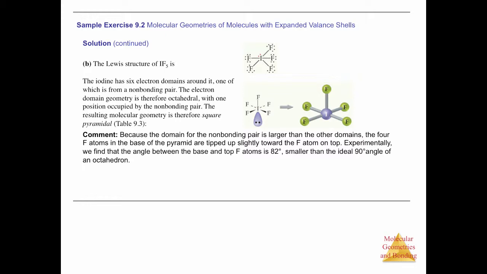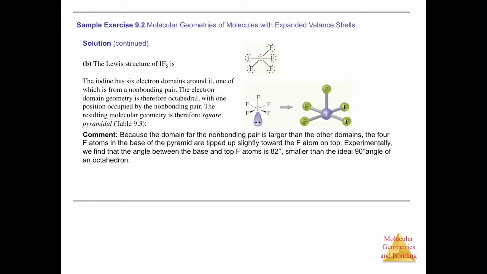B, the Lewis structure of IF5 is drawn. The iodine has 6 electron domains around it, one of which is from a non-bonding pair. The electron domain geometry is therefore octahedral, with one position occupied by the non-bonding pair. The resulting molecular geometry is therefore square pyramidal. Because the domain for the non-bonding pair is larger than the other domains, the 4 F atoms in the base of the pyramid are tipped up slightly toward the fluorine atom on top.